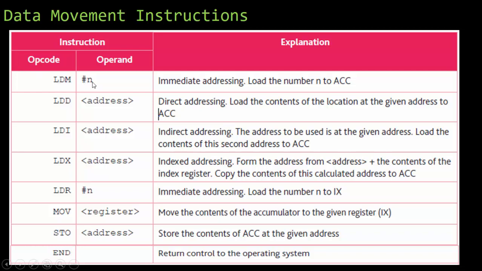So we have LDM. This is immediate addressing. We load the number into the accumulator, and we have a bunch more of these. Here we have store again. We have LDX, index addressing. Form the address from the address plus the contents of the index register. We're going to do all this in another video, so it makes a lot more sense. But we need to talk about these data movement instructions and how they work.